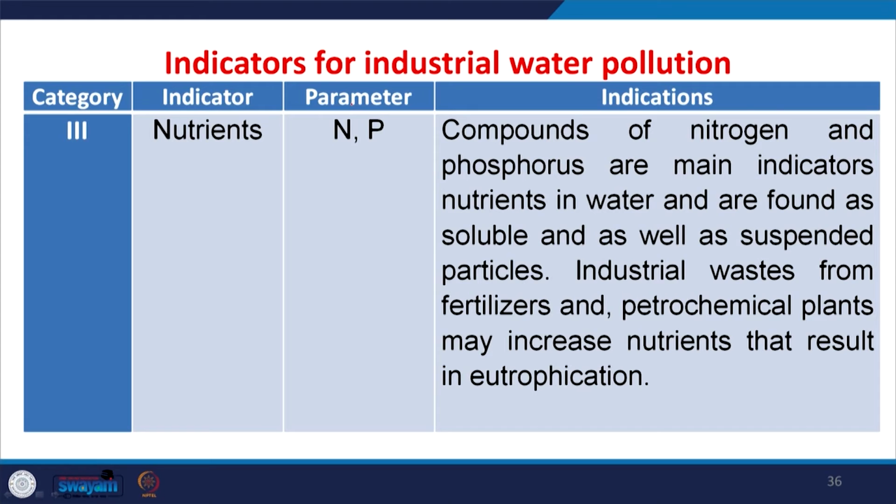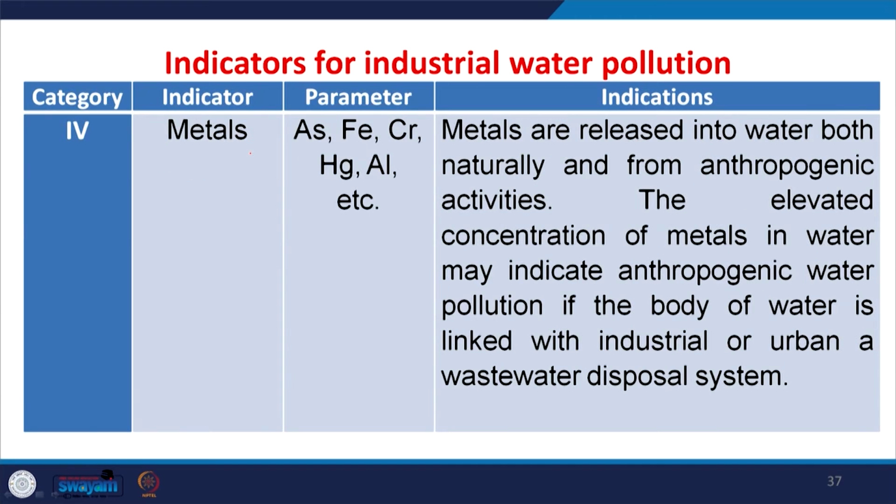The third one is nutrients, and the indicators are nitrogen and phosphorus. The compounds of nitrogen and phosphorus are the main indicators of nutrients in water and are found as soluble as well as suspended particles. Industrial waste from fertilizer and petrochemical plants may increase nutrients that result in eutrophication.